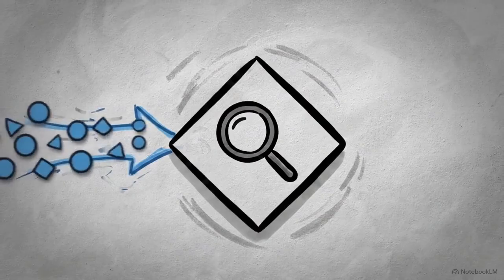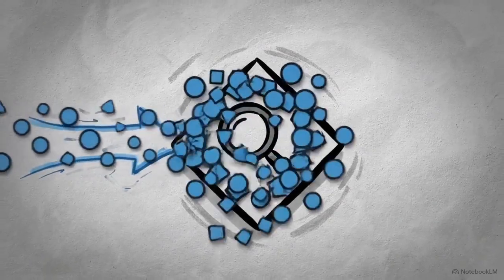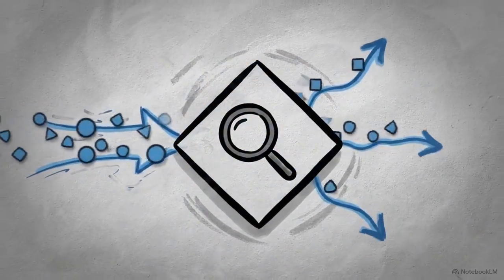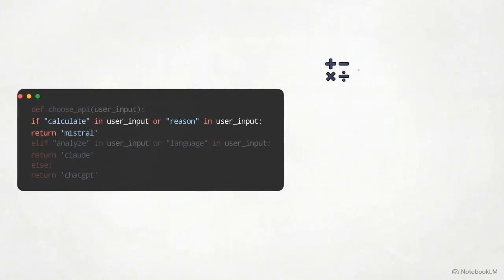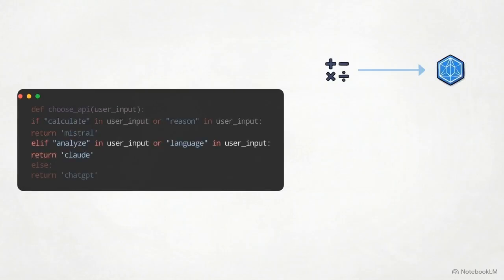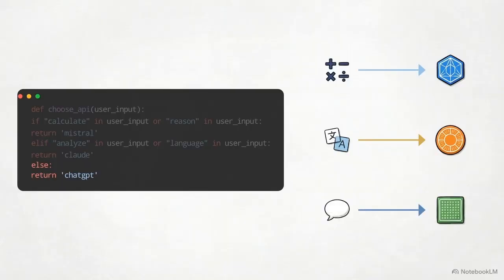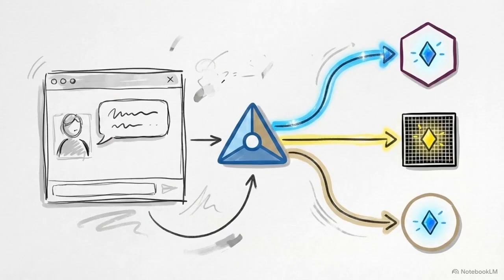Next, we build the logic engine. We define a function called choose_api to evaluate the user's text and decide which service should process it. The script scans the user's text for keywords like calculate or reason, returning Mistral to trigger the reasoning model. A secondary path checks for analyze or language to route to Claude. Anything else hits the final fallback, sending the request to ChatGPT. This deterministic function automates the task delegation behind the scenes. The user simply types a prompt, and the script handles the selection logic automatically.